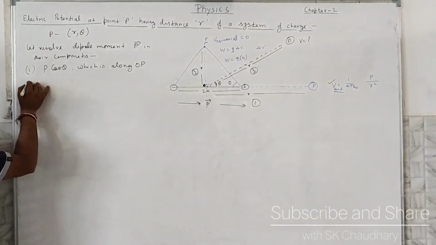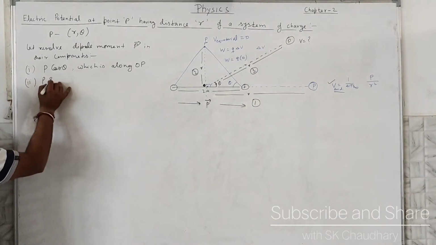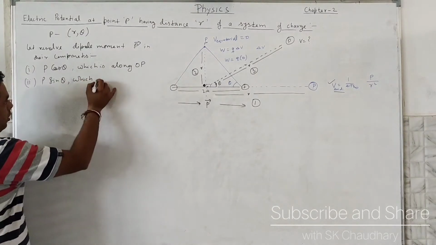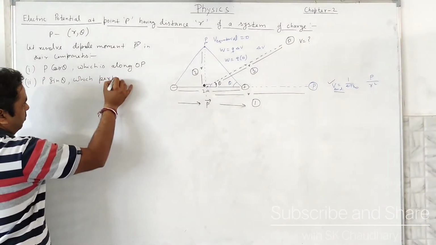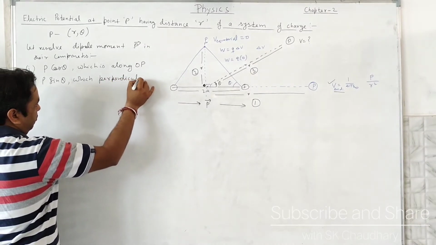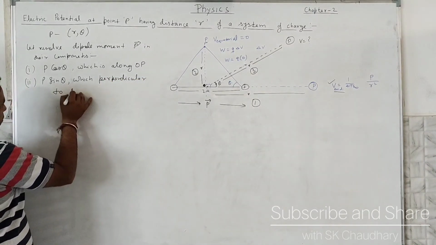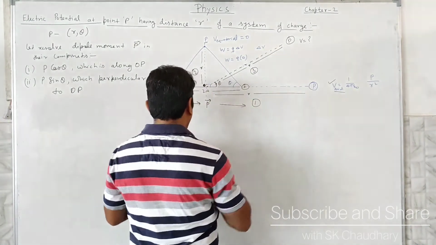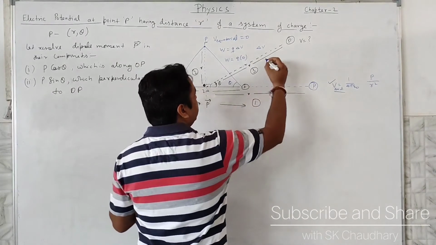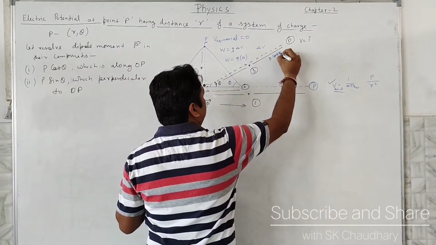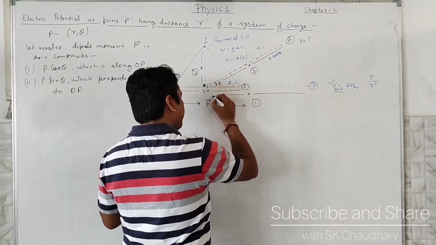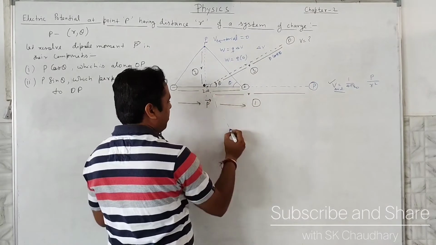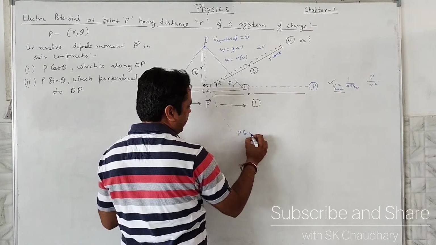Now second, P sin theta, which is perpendicular to OP. See here, at that point there is a perpendicular, either this side or this side, which is P sin theta.